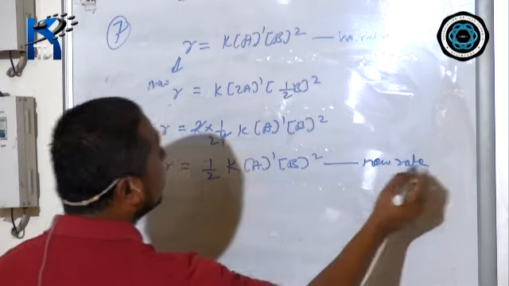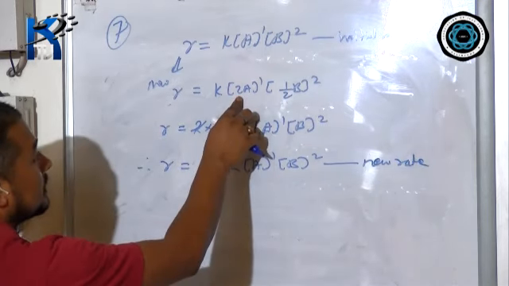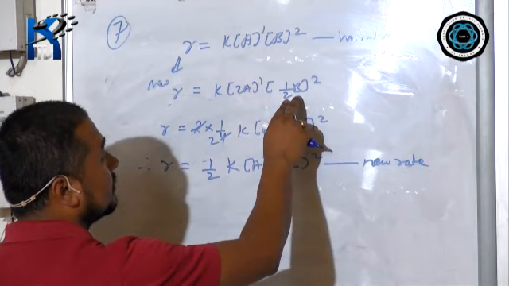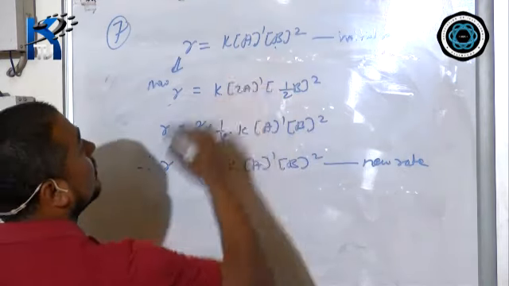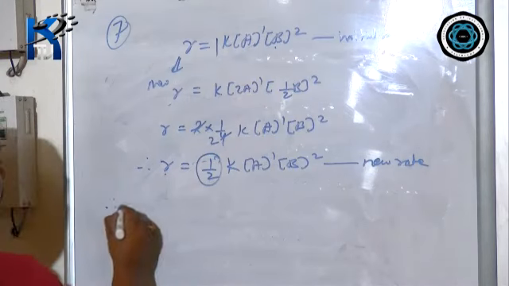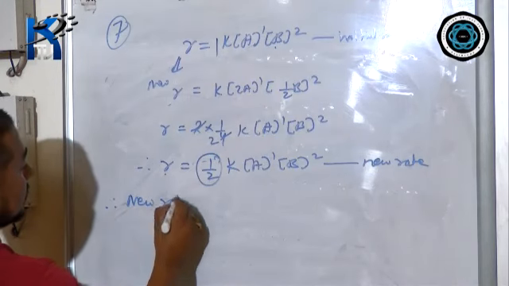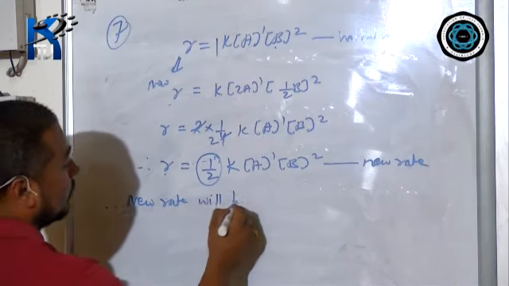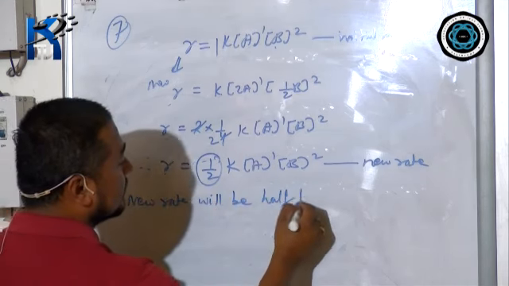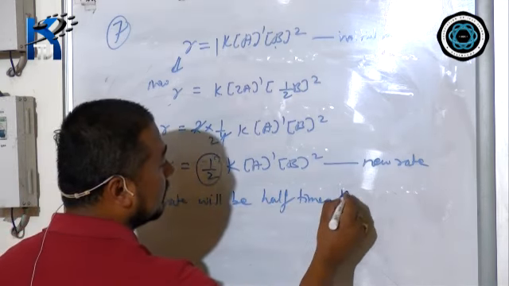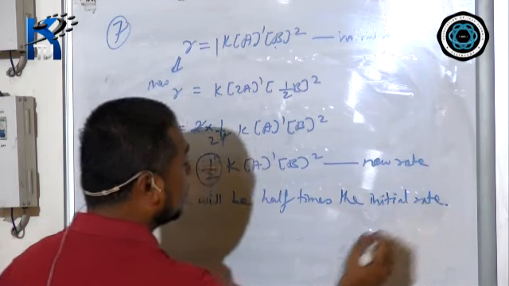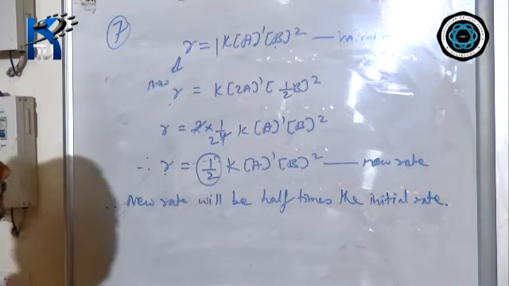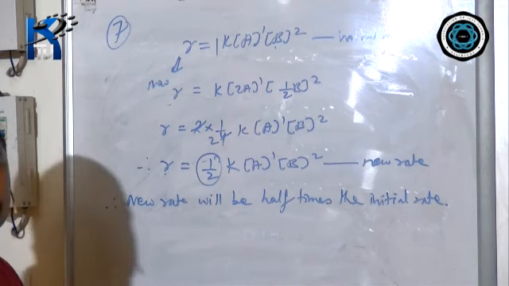So what will be the effect on rate? If you double the concentration of A and halve the concentration of B, the new rate will be half times the initial rate. Here is 1. So therefore you can say the new rate will be half times the initial rate. That will be the answer for number 7 question.